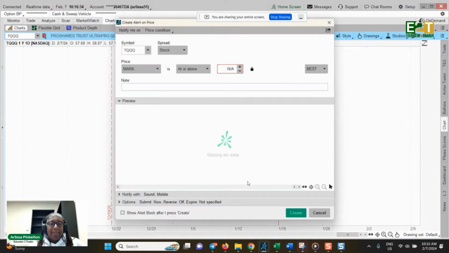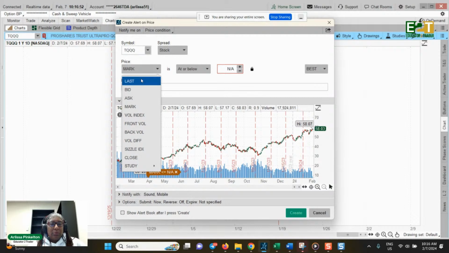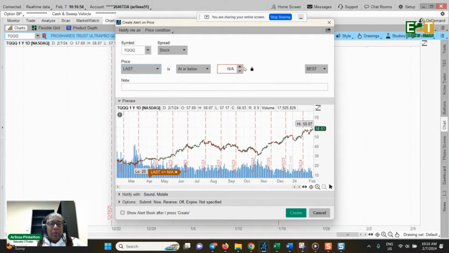You click it, then it brings up, okay, you want this, it's a stock, you want a price to be marked at or above. I'm going to say at or below because my strike is at 56 or something like that. Let's go with last. Why is this locked? There we go. Don't try me. Last, at or below, and I'm going to say at or below 57 because my strike is 56.